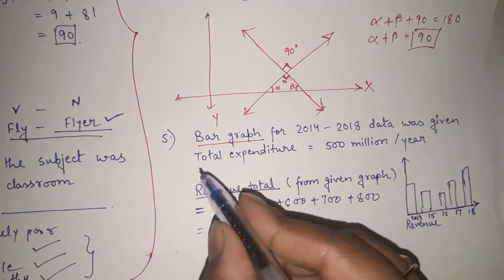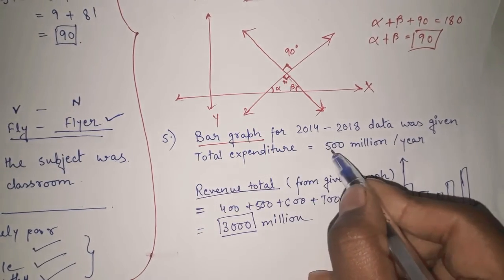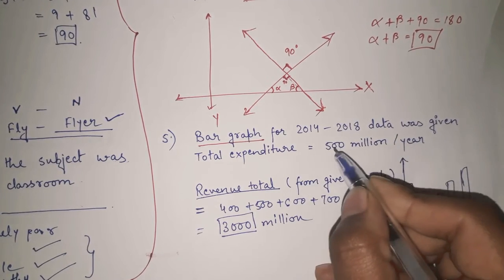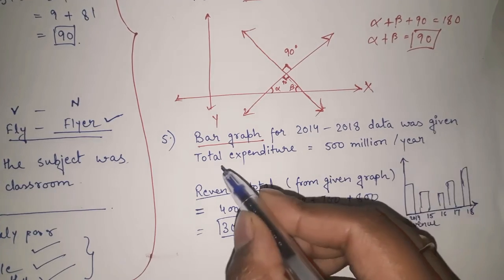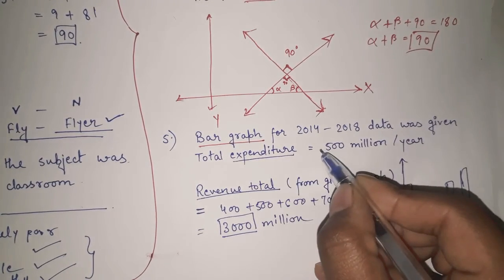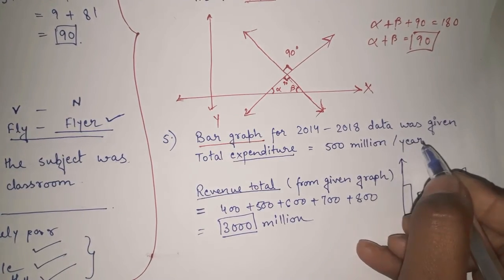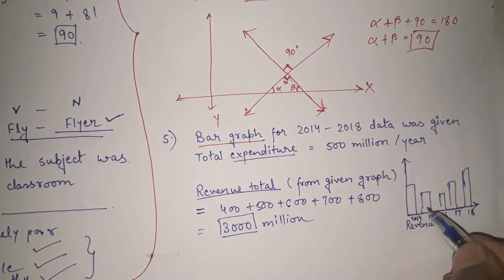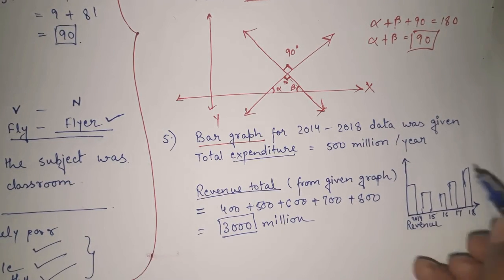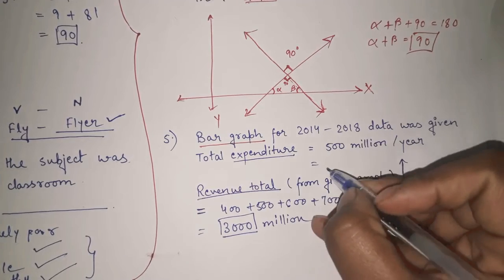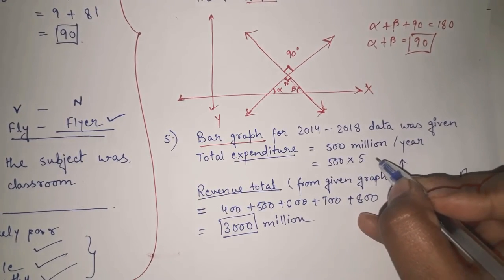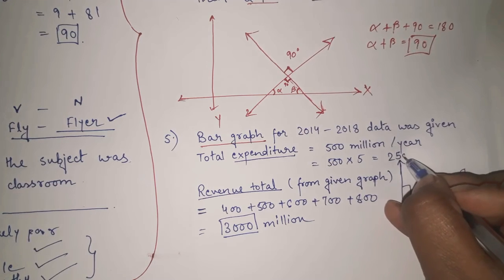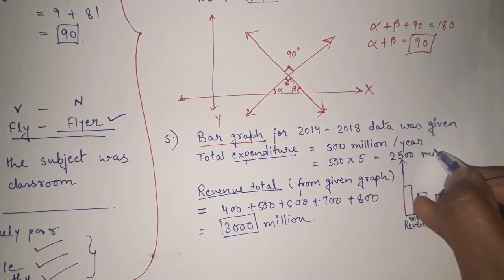Now in the question it was written that the expenditure was 500 million per year. This was given as a statement in the question. This was for 1 year, but we know that we have 1, 2, 3, 4, 5 years. So we can find out total expenditure also. Total expenditure will be equal to 500 into 5, that is equal to 2500 million.